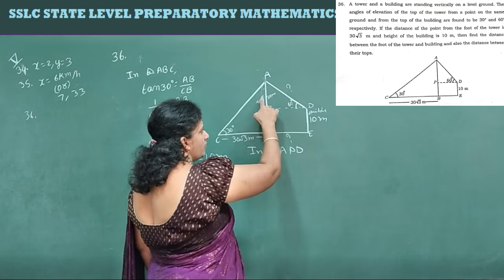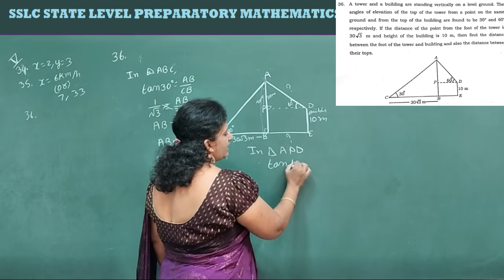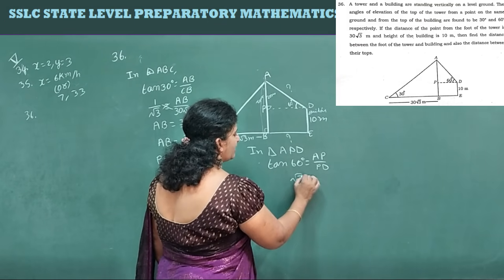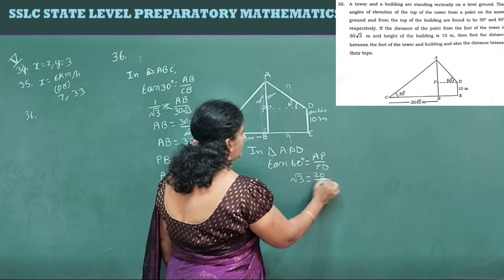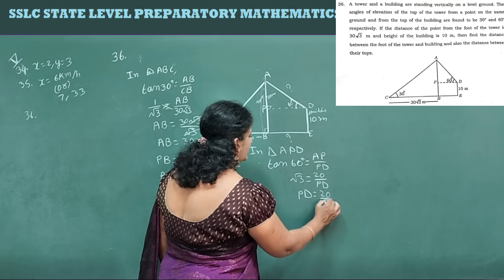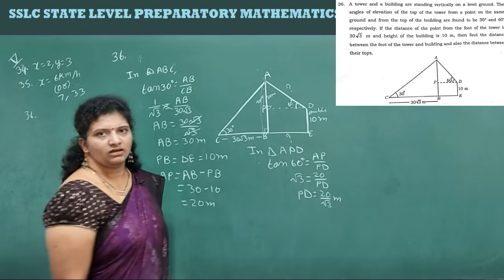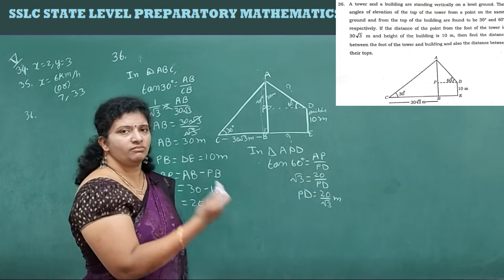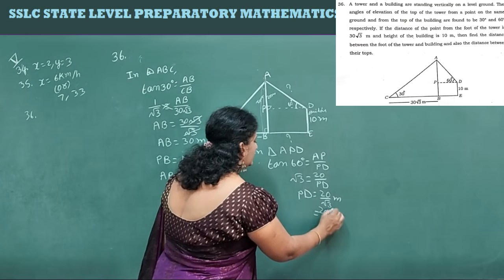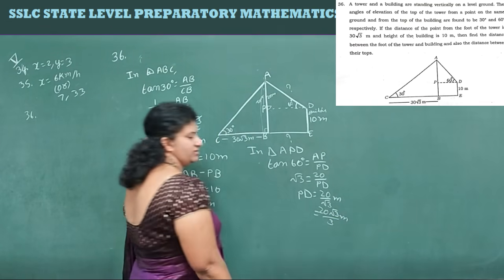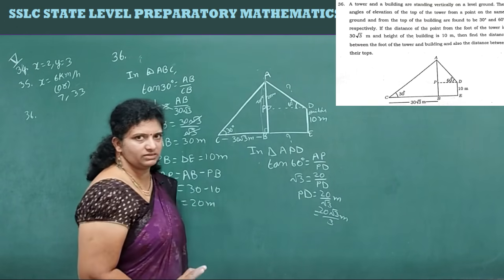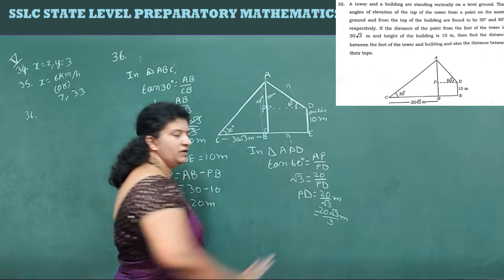Which ratio? Opposite, adjacent. I go with tan. Tan 60 degree is equal to opposite by adjacent. Tan 60 value is root 3. AP 20. PD we don't know, we have to calculate. Now cross multiply. PD is equal to 20 by root 3 meters. Right? You can stop like this or you can multiply root 3 by root 3 and finally write 20 root 3 by 3 meters also. Okay, denominator should not be a surd. If you want, both will be the same answer. You can end up here or you can end up here.